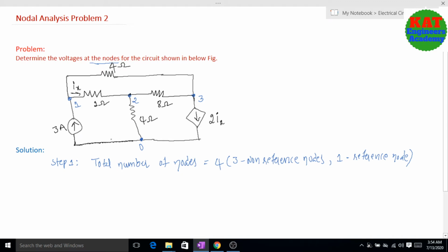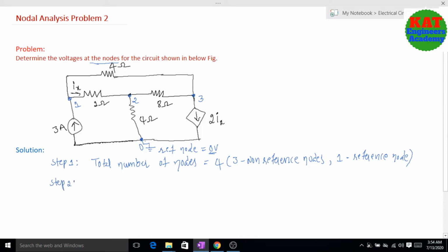Now which one is the reference node? Always the ground point is considered as the reference node. So you have to consider this node as the ground point. This is the reference node. At the reference node the potential is 0 volts. Always consider the reference potential as 0 volts. Finally 1, 2, 3 are the non-reference nodes and 0 is the reference node. This is step 1. Next you go for step 2.